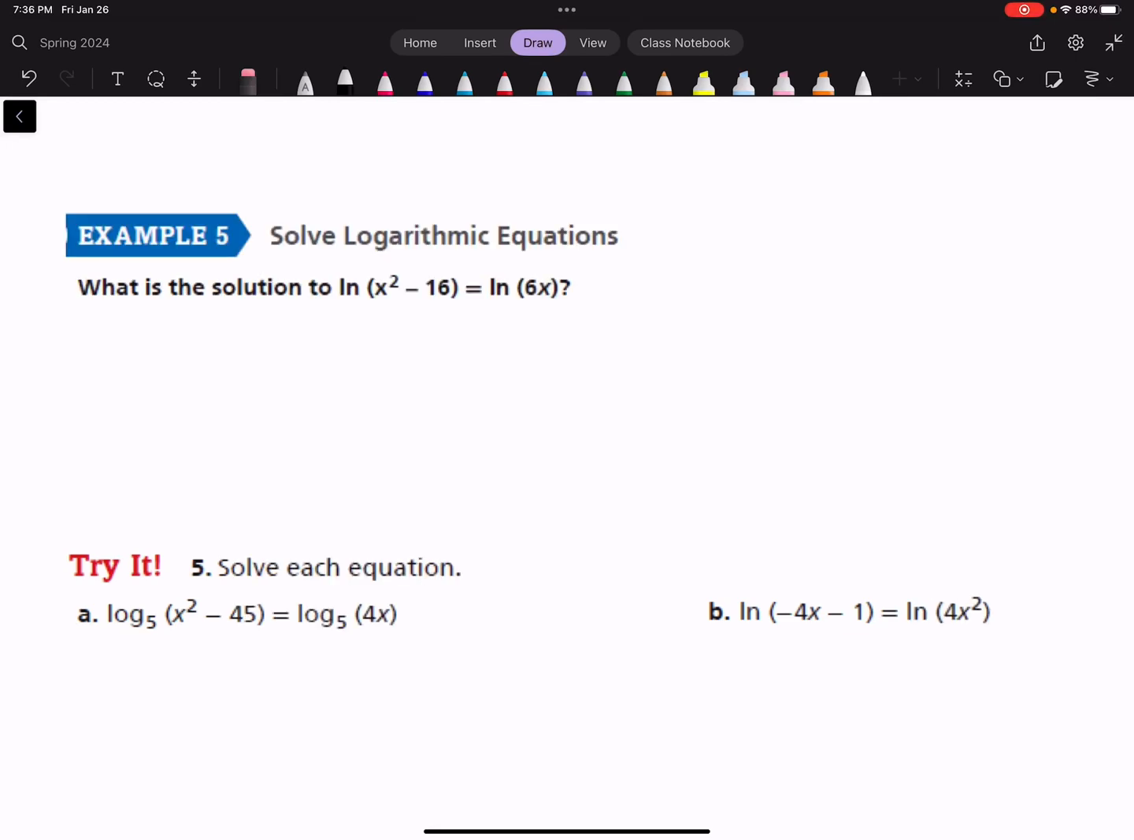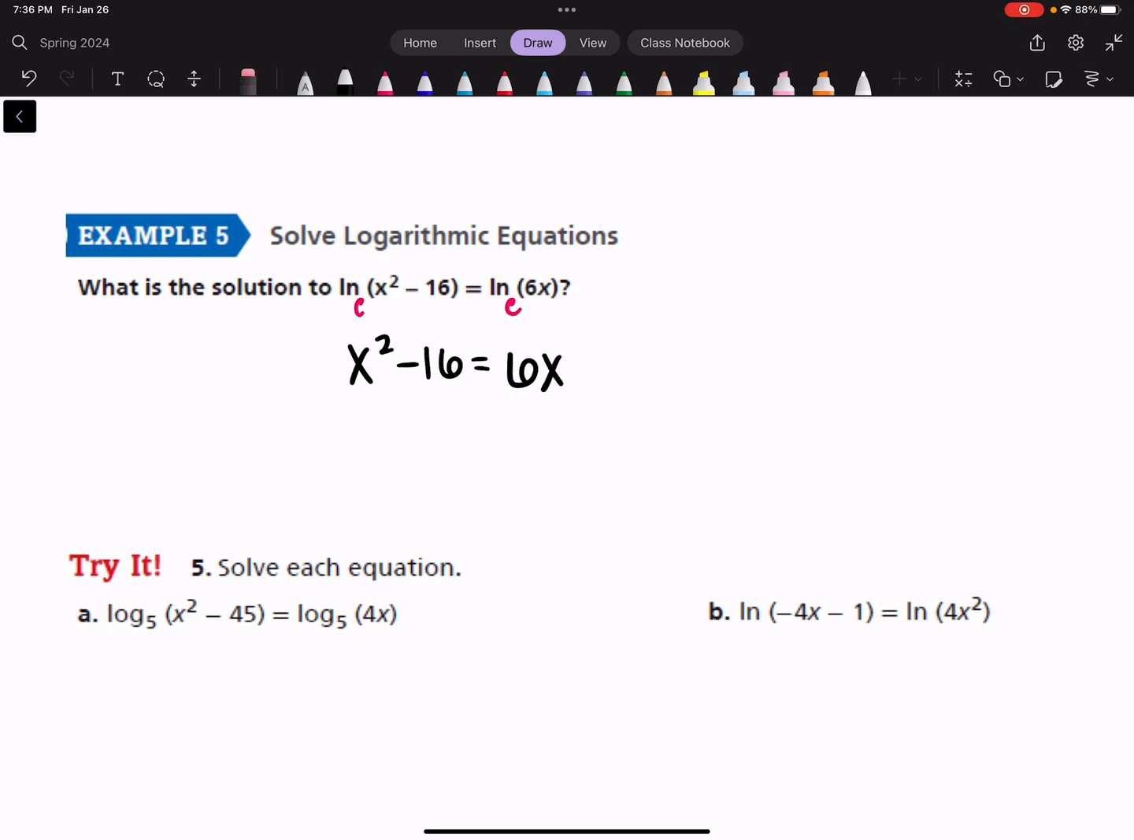All right, in our last example that we're going to look at, we are going to look at finding solutions when we have logs on both sides. So we're going back to that property of equality, that if we have two logs with the same base, then we can set the arguments equal to each other. So if we're looking at our original equation, our natural log has a base of e. So because the base is the same on both sides, we can set the arguments equal to each other.